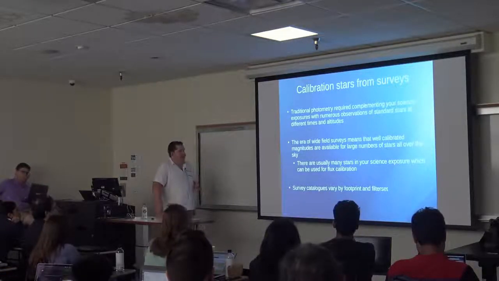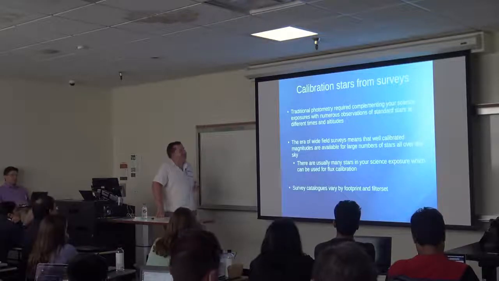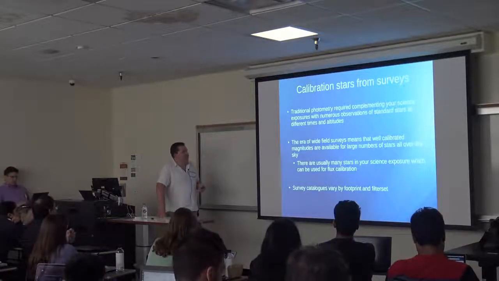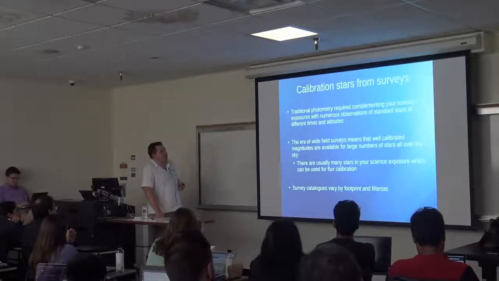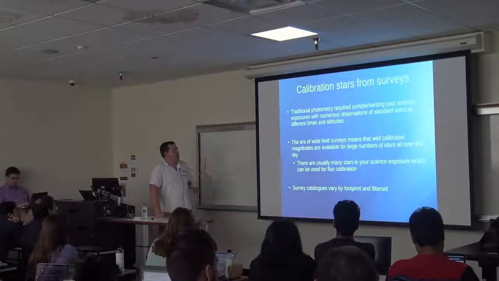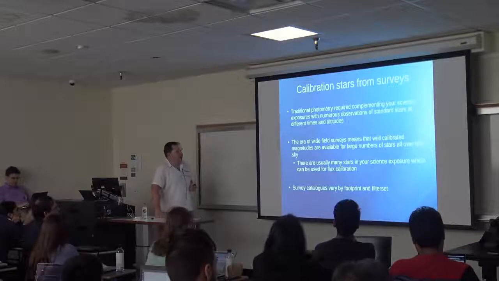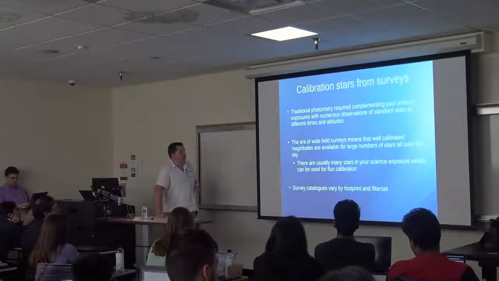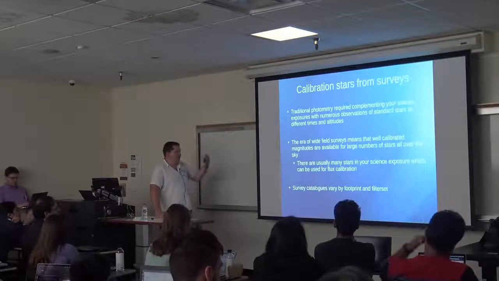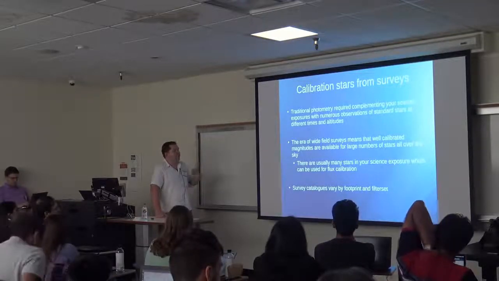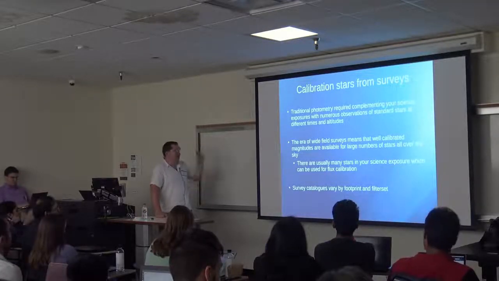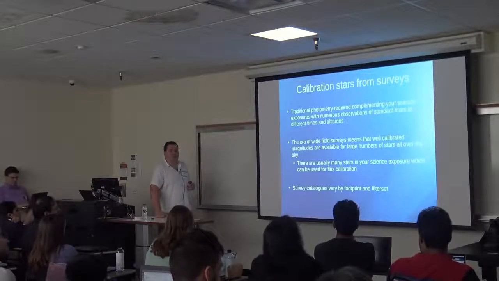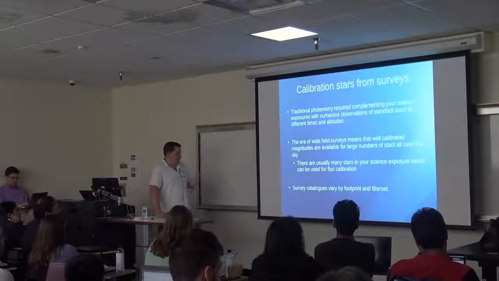And so typically people will use stars in their science exposure to calibrate their photometry, and they're able to do this because the huge coverage we have from modern surveys gives us very well characterized stars in any particular science exposure. So we can use our survey, which gives us a detailed catalogue of stars, to know the magnitudes of the stars in our field and use those as our calibration source.